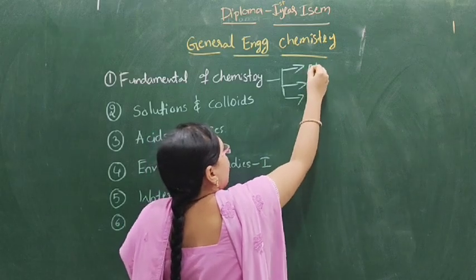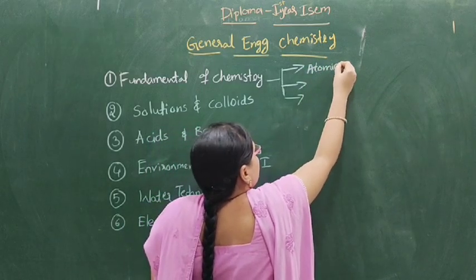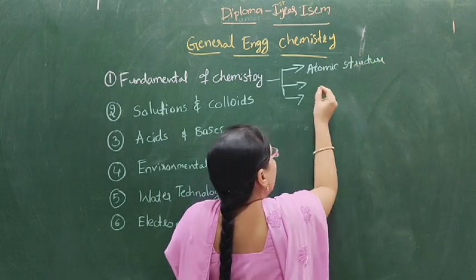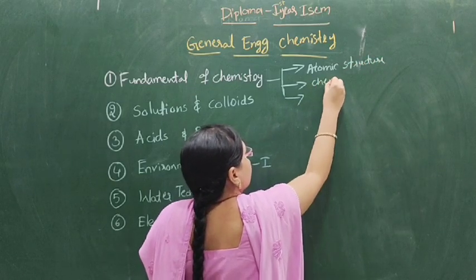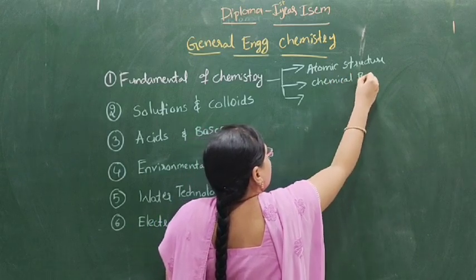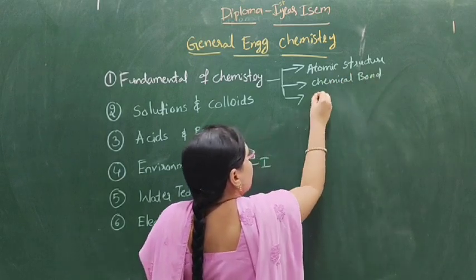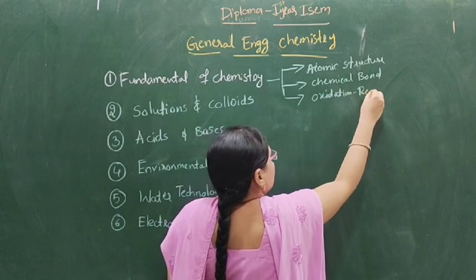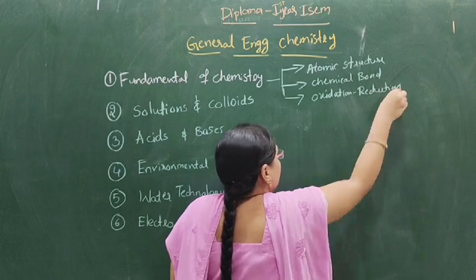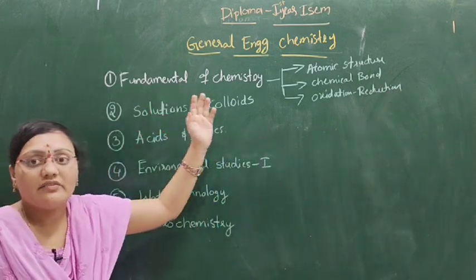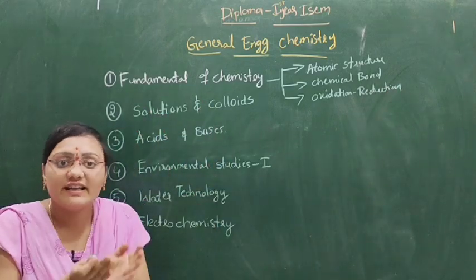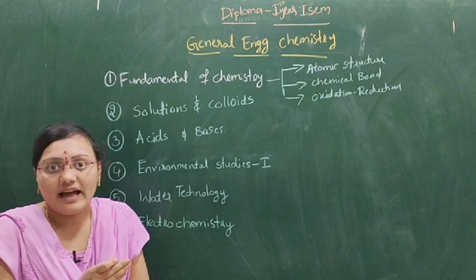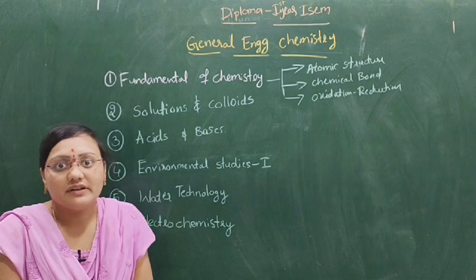First one is atomic structure, and second one is chemical bond, and third one is oxidation. This fundamental of chemistry has atomic structure: what is an atom, what are the particles, electron, proton, neutron, atomic number, mass number.